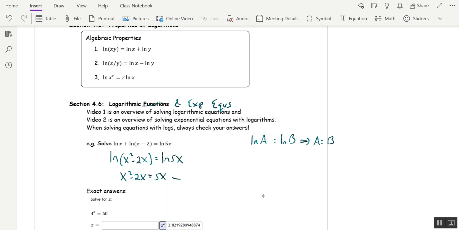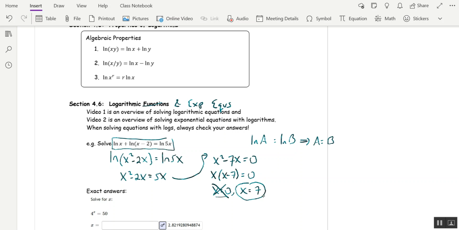Now, solving from there, subtract 5x from both sides. And finally, factor. X times x minus 7 is 0. So seemingly, I have two answers. X is 0 and x is 7. But actually, I don't. Because if I go back and look at this original equation, it's not even defined when x is 0. You can't take log of 0. And you certainly can't take log of negative 2. So this guy goes out, and we actually only have one answer.